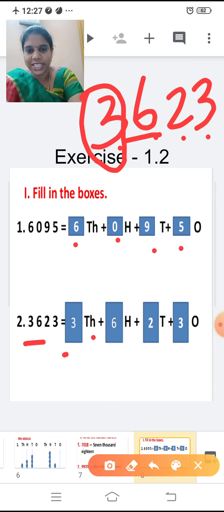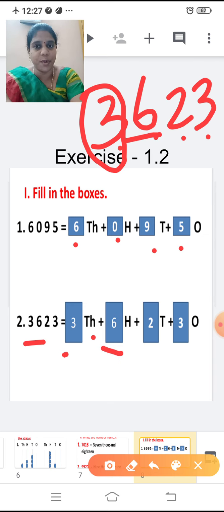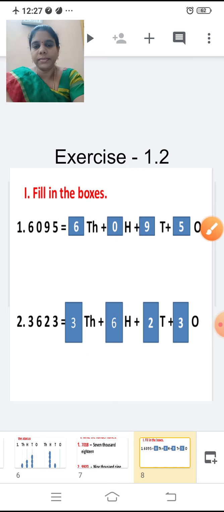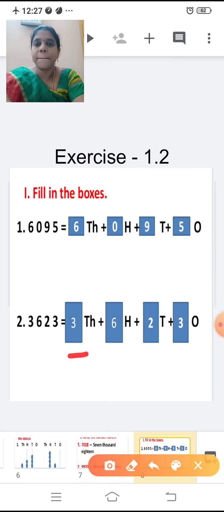And how many hundreds? 600. Very good. So write 6 inside the box. 600. Very good. How many tens? See, we have 2 tens. So write 2 here. 2 tens. And how many ones? 3 ones. So write 3 inside the box. So 3,000, 600, 2 tens and 3 ones.